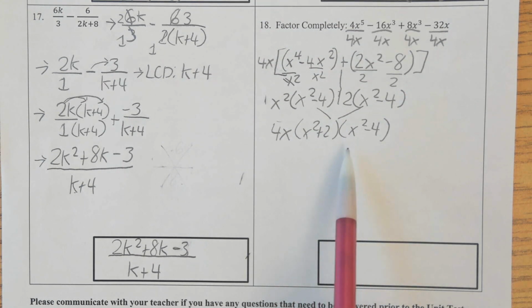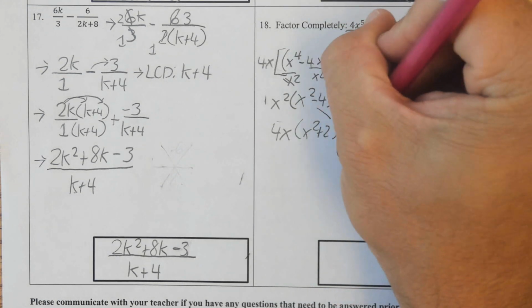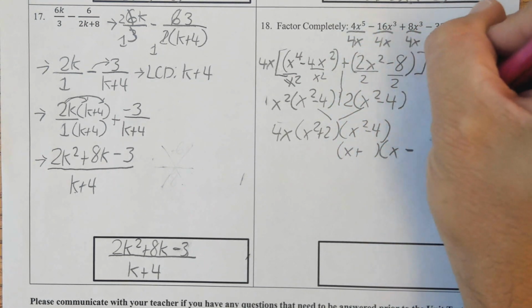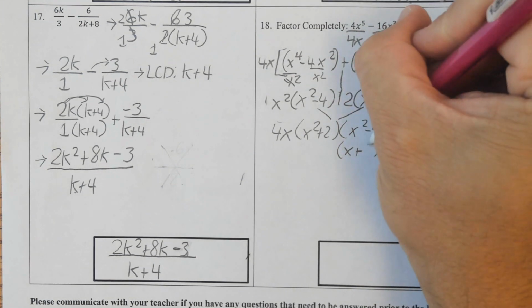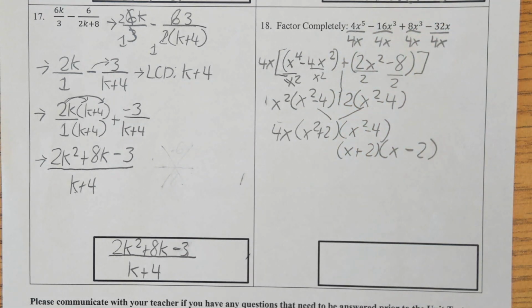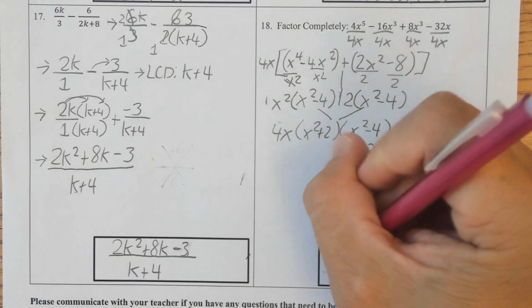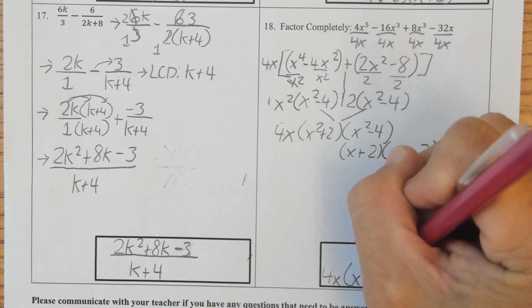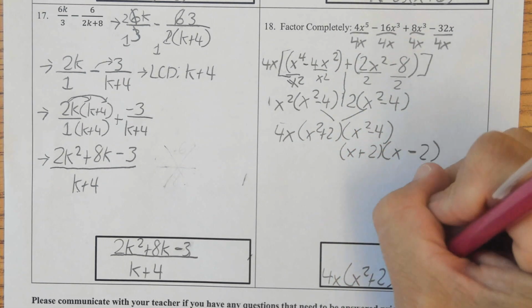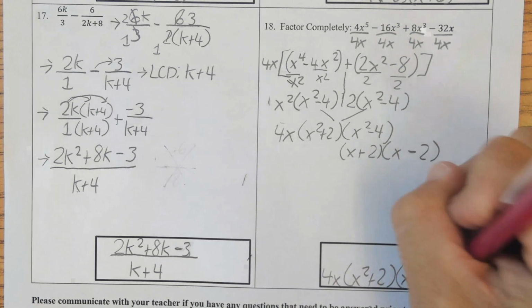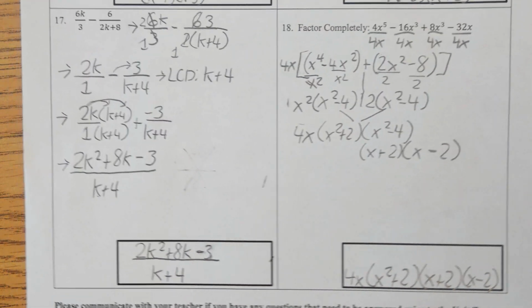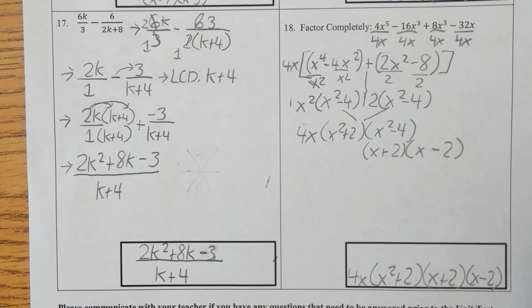Now this here, though, is the nice one. These are both perfect squares. So recall, this factors down to be x plus, x minus, square root of 4 is 2 and 2. And so our final answer, just bring these down, is going to be this. It's 4x times x squared plus 2 times x plus 2 times x minus 2. And there you go.